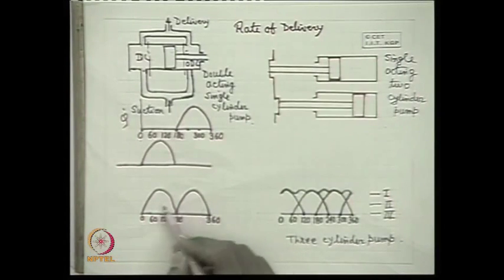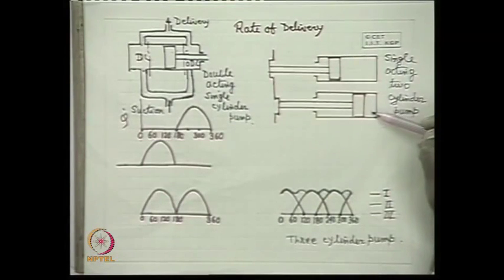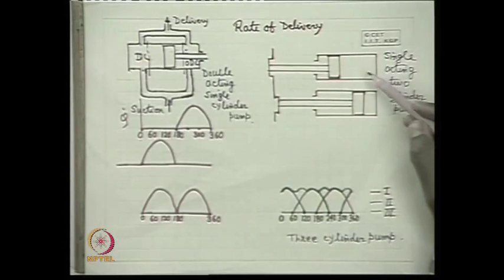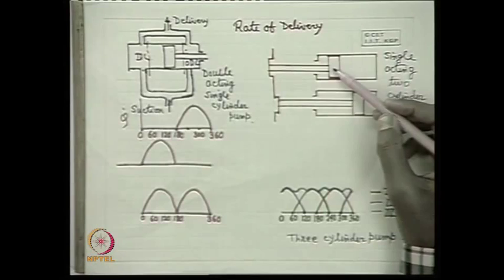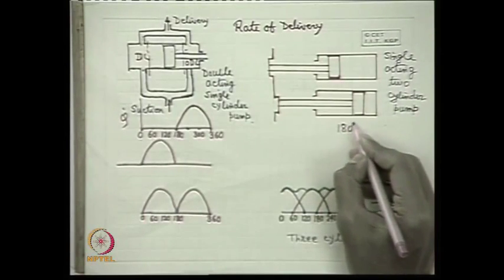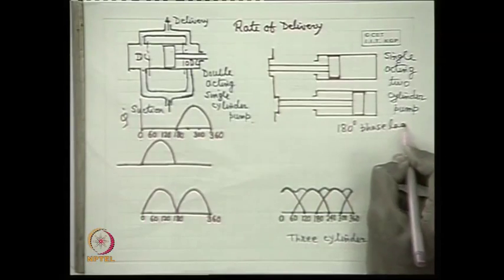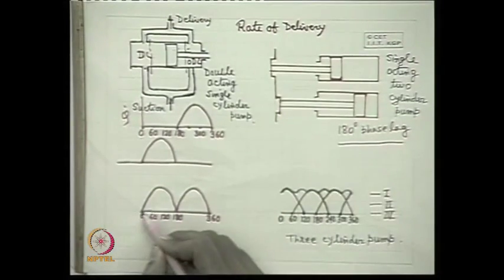Now, the non-uniformity in the delivery can be eliminated if we use multi-cylinder pumps. But if we use two cylinders, where the reciprocating motion of the pistons is executed with a 180 degree phase lag, unfortunately, this does not remove the non-uniformity. Why? This gives the same diagram.